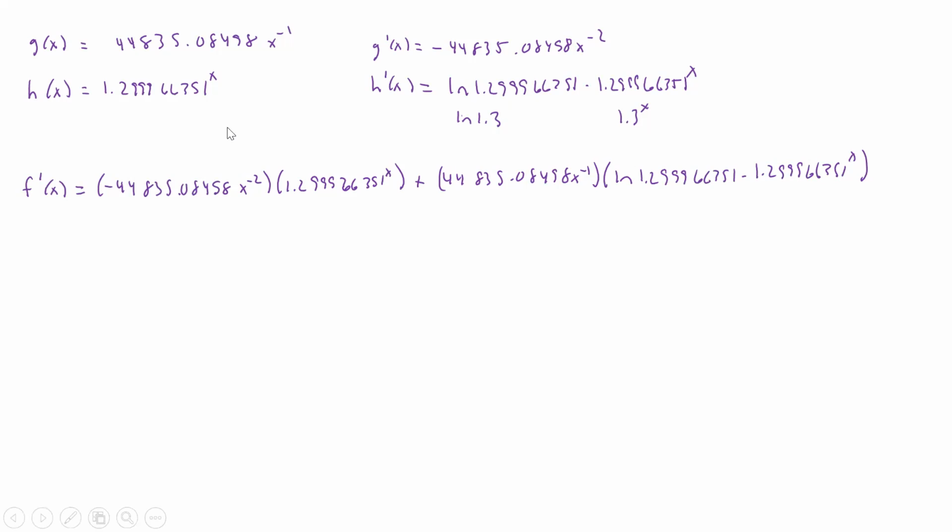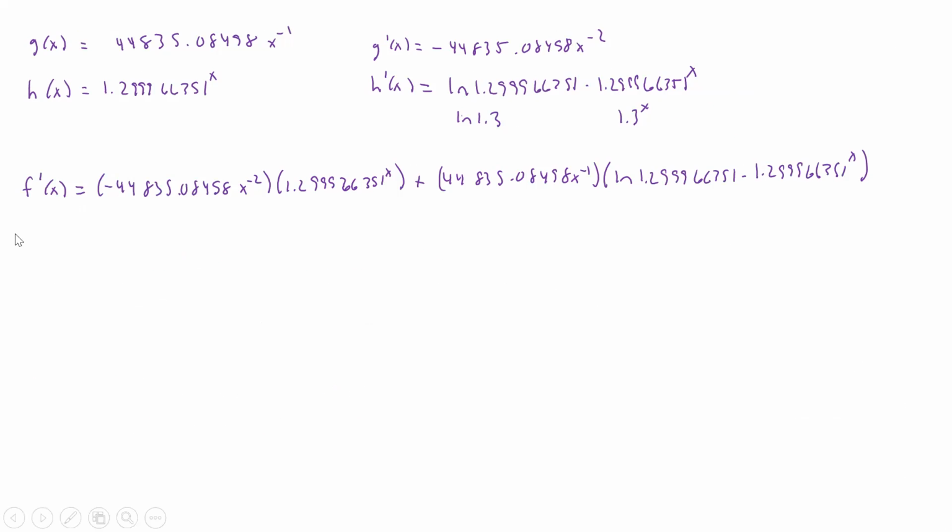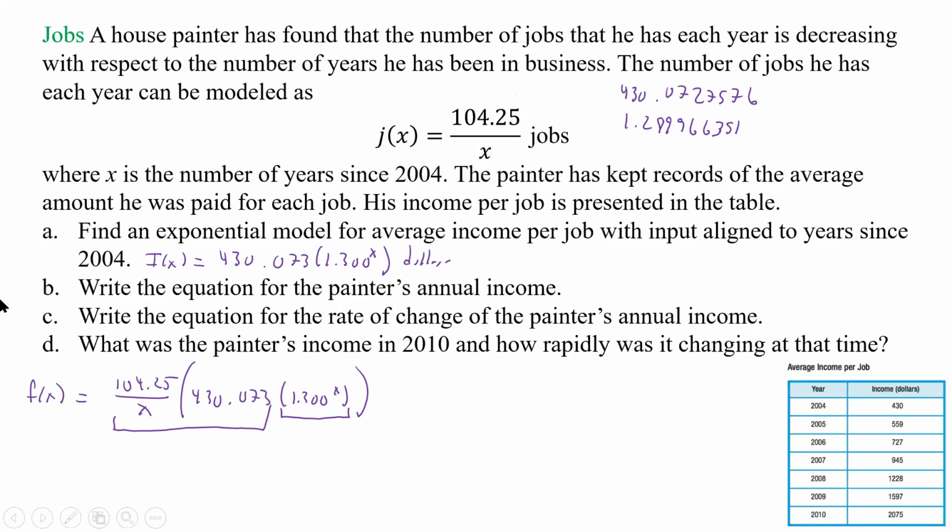And so what did we just find there? Write the equation for the annual income. That was this one. So this was part C, I believe. And then part D is what was income in 2010? Well, 2010 is 6. And how rapidly was it changing? So we want to find here f of 6. So this is one part of D, and I'm just going to put that here because it's all here.